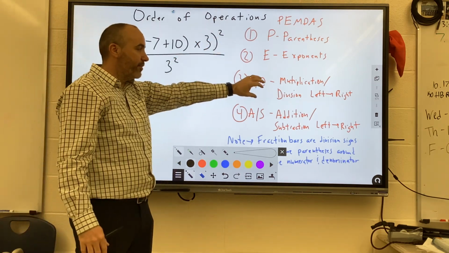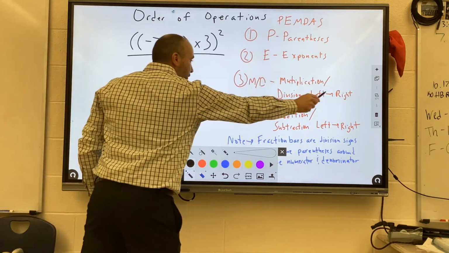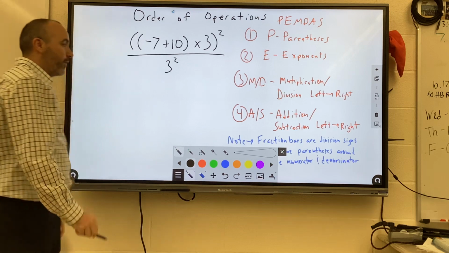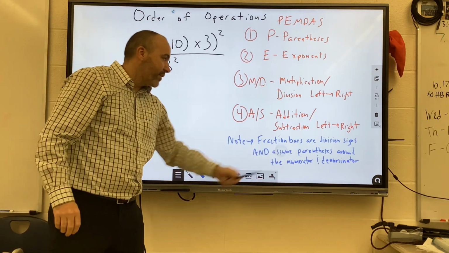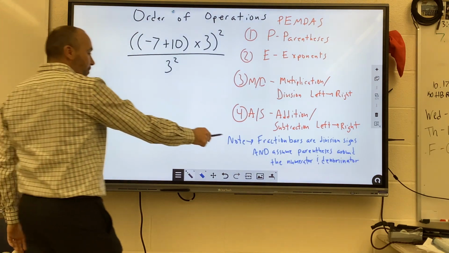Then multiplication and division are on the same step. So if we have multiplication and division at the same time, we would go left to right. And then fourth is addition and subtraction, once again, left to right. You're going to see some fractions.